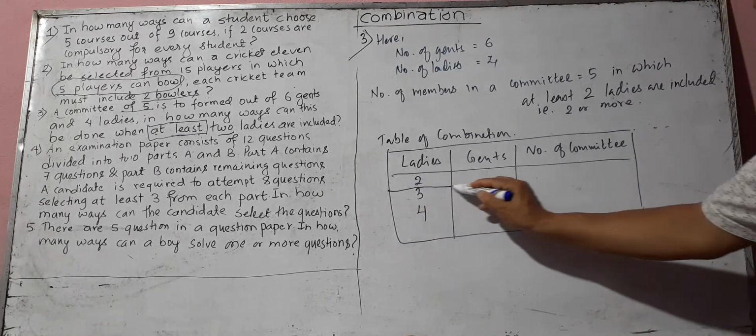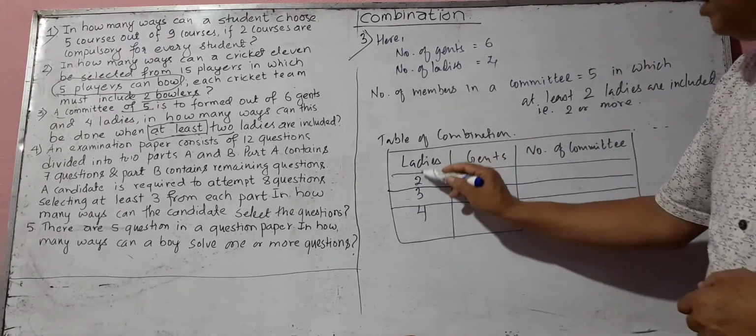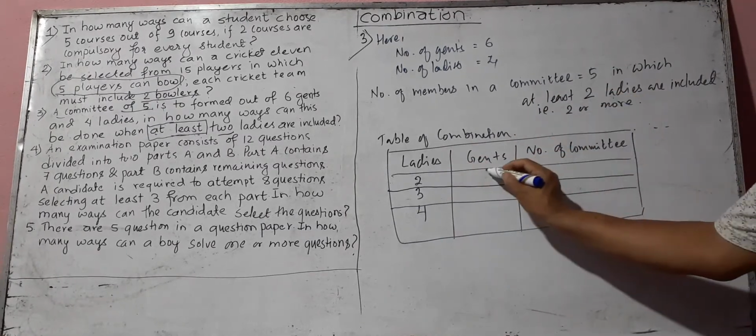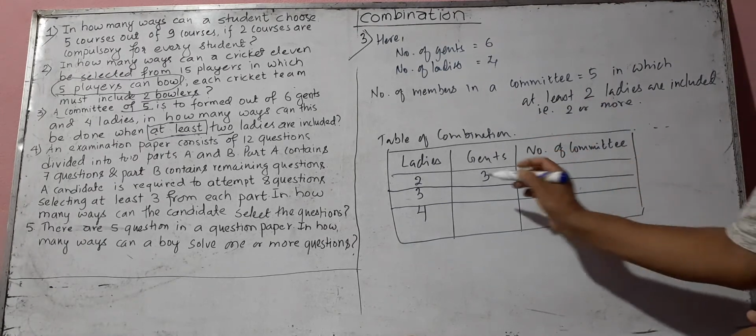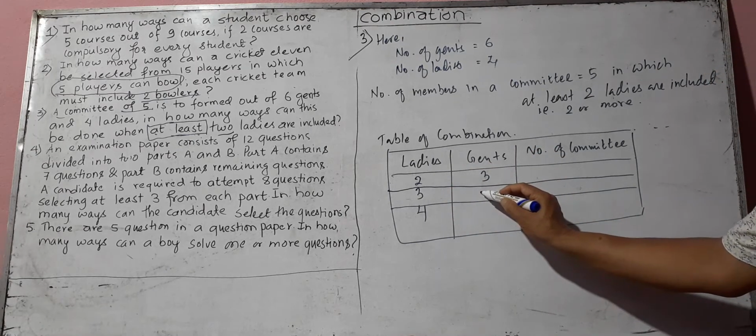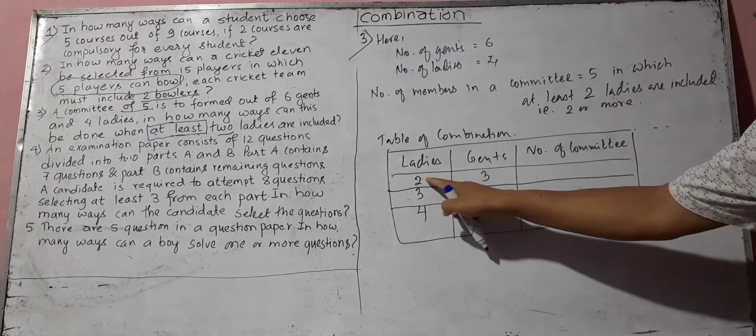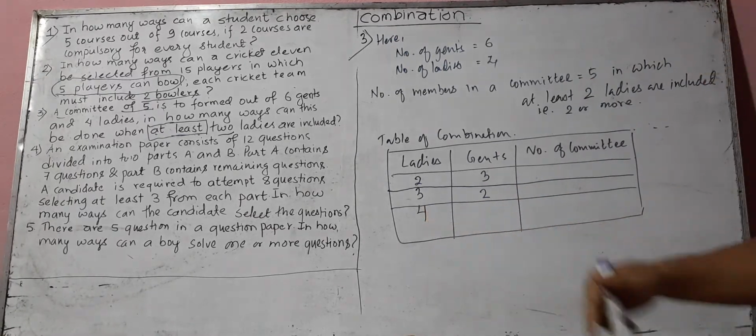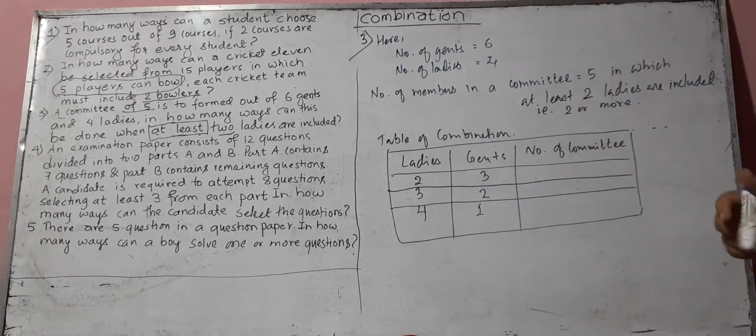Now we make a committee. In a committee of 5 members, if there are 2 ladies, then there must be 3 gents, so 2 plus 3 is 5. If there are 3 ladies, then gents must be 2, 3 plus 2 is 5. And if there are 4 ladies, then there must be 1 gent, that is 4 plus 1, 5.